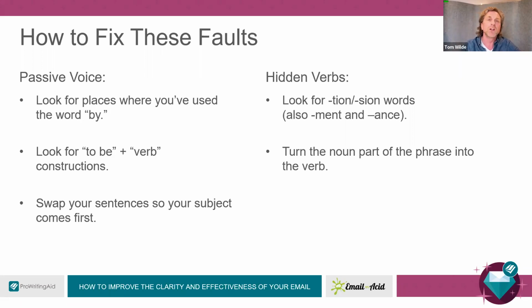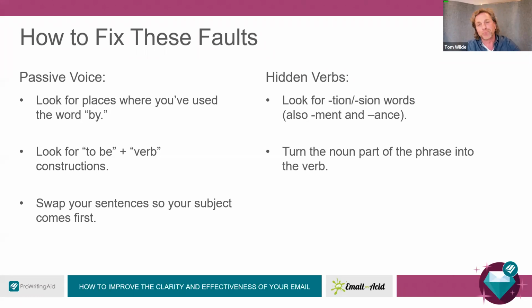Hidden verbs, look for the "shon" verbs. And by "shon", I mean T-I-O-N or S-I-O-N. Okay, look for those words. So motivation, for example, consideration. Also, MENT and ANCE, they're a good indicator that you're using noun forms where you could use verb forms better. And then simply take that noun and turn it back into the verb, okay? It's quite straightforward. And actually, once you start doing it, they start popping up all over the place and you start criticizing every piece of writing that lands on your desk, believe me.